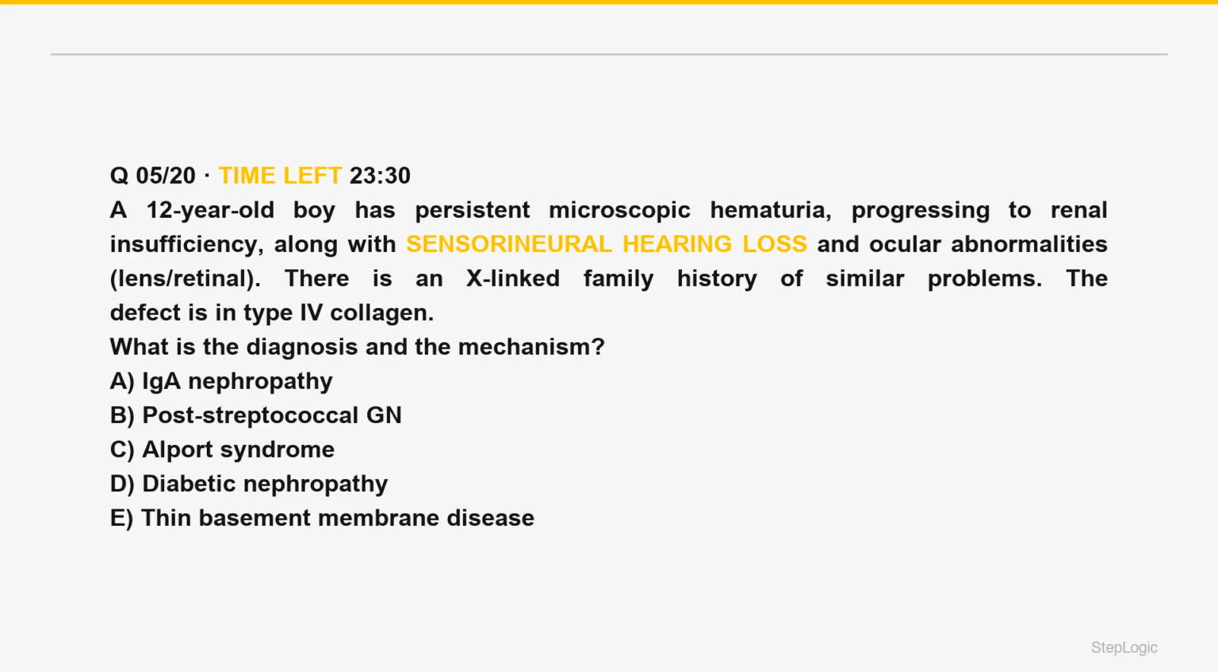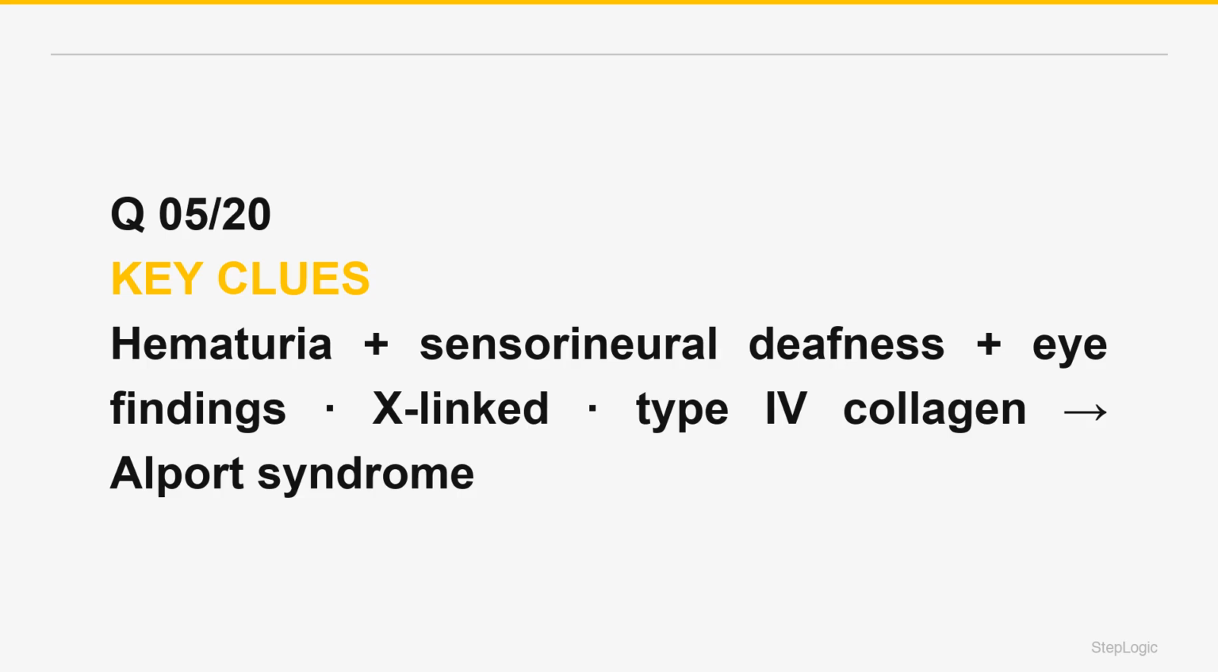What is the diagnosis and the mechanism? A 12-year-old boy has persistent microscopic hematuria, progressing to renal insufficiency, along with sensorineural hearing loss and ocular abnormalities, lens or retinal. There is an X-linked family history of similar problems. The defect is in type 4 collagen. Read the command, diagnosis, and mechanism. Boy, hematuria, plus sensorineural hearing loss, plus eye findings, X-linked. Type 4 collagen, Alport syndrome.